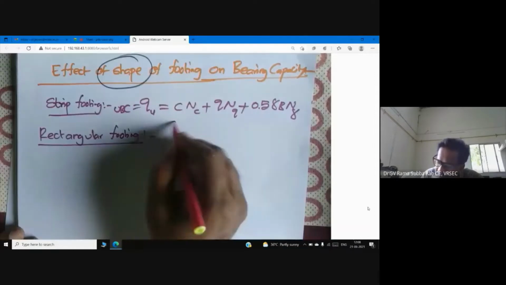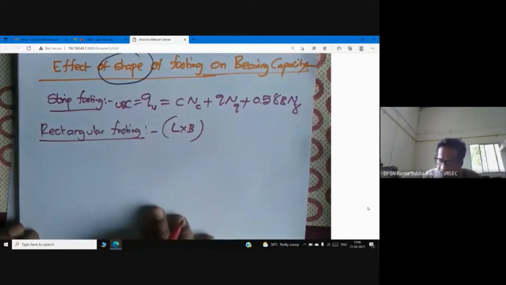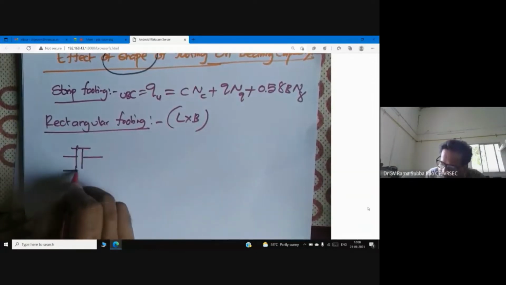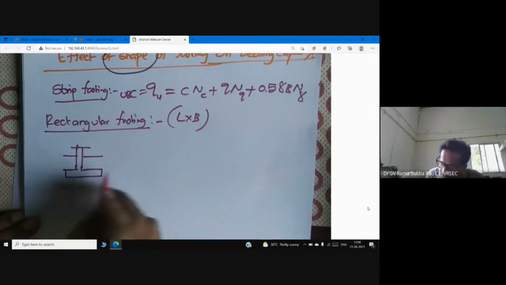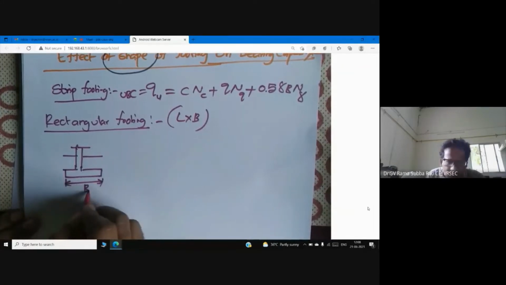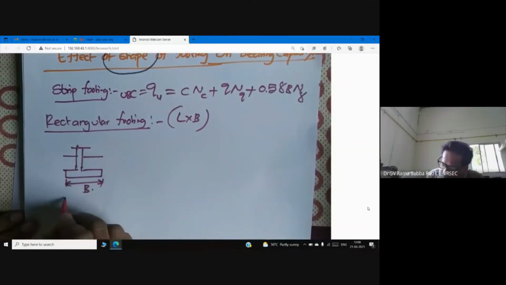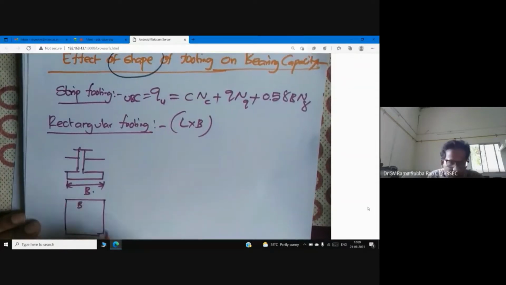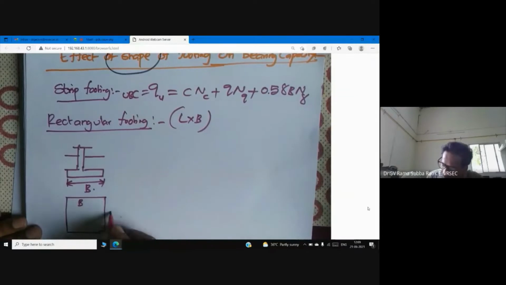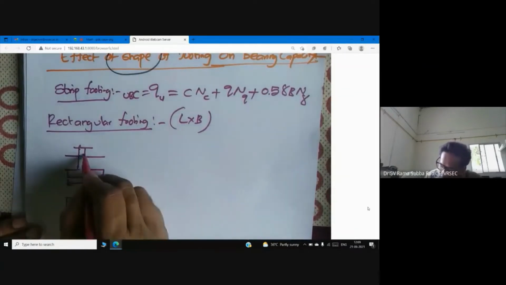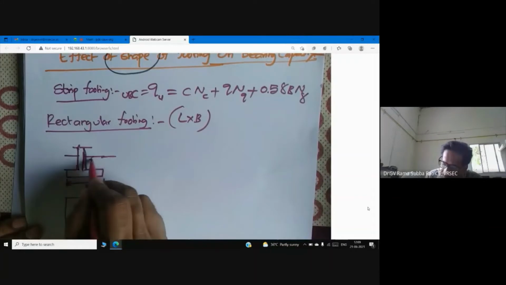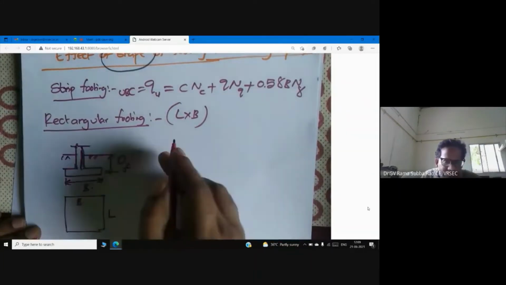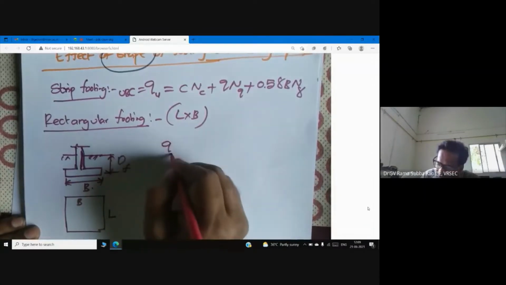For example, you see my footing is having length and breadth. So I will show you. Here you see, this is the footing. You can see this is the width of the footing. But don't ask me the length. If you want to see the length, you can see it in the plan. But here you can't see it in the sectional elevation. This is the ground level. This is the depth of the foundation, Df.